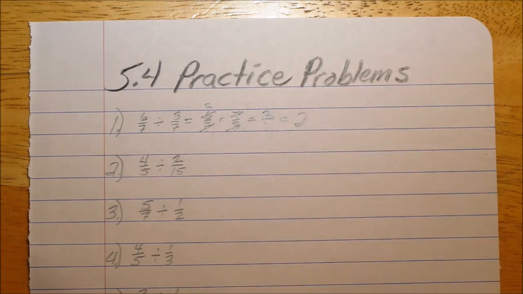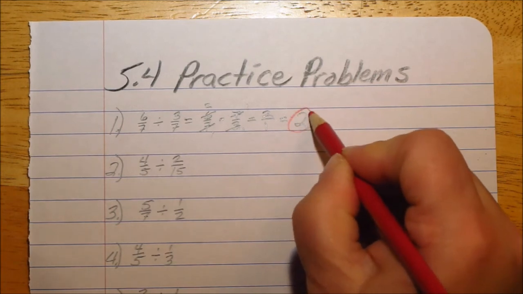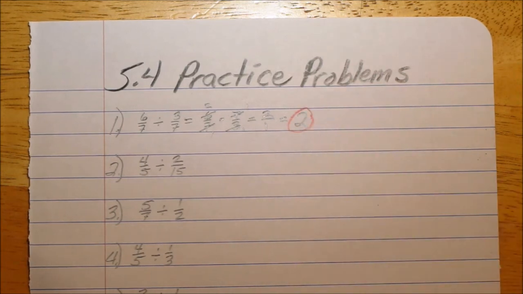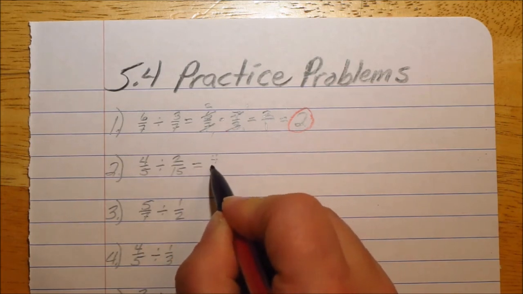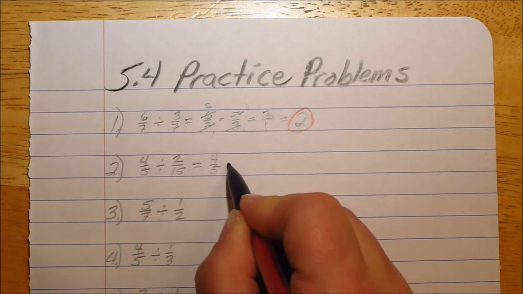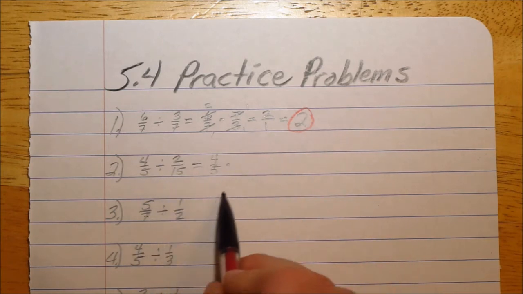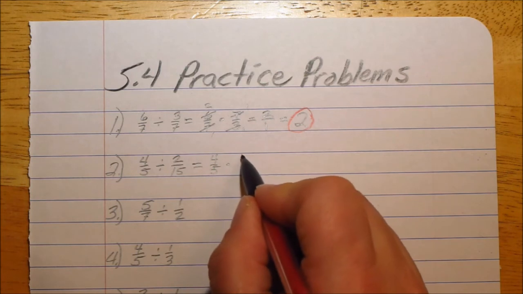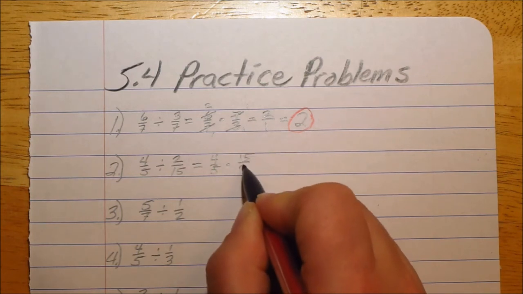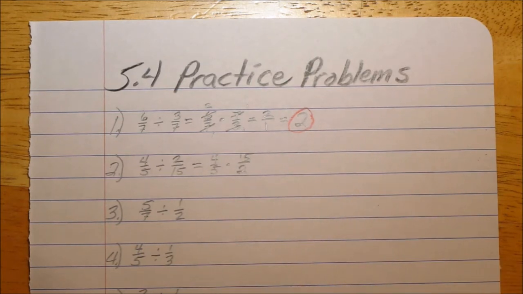All right, and then if you're in Mrs. Walker's class, you know that we circle our final answers in red. All right? Okay, number 2 is 4/5 divided by 2/15. So copy the first fraction, that's my 4/5. Times means change that division into a multiplication symbol. Flip means write down the reciprocal of 2/15, which would be 15/2.